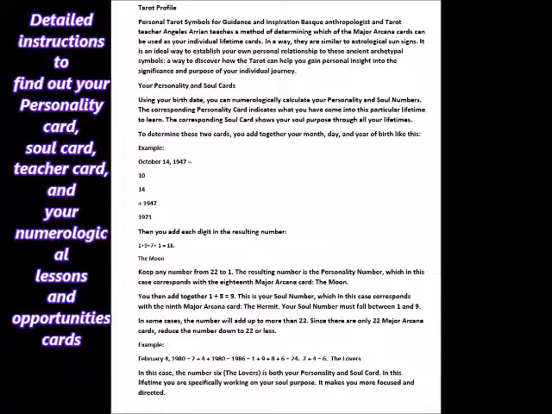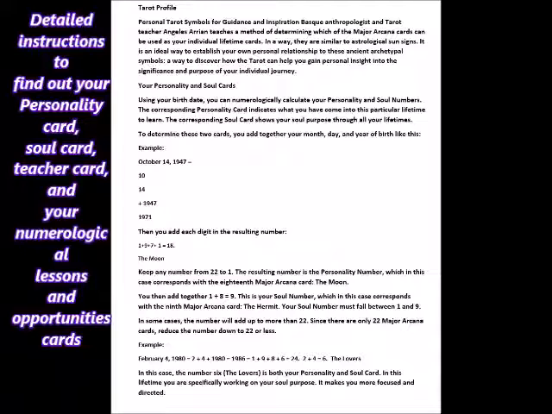Your soul number must fall between 1 and 9. In some cases, the number will add up to more than 22. Since there are only 22 major arcana cards, reduce the number down to 22 or less. Example: February 4th, 1980 equals 2 plus 4 plus 1980 equals 1986, which is 1 plus 9 plus 8 plus 6 equals 24. 2 plus 4 equals 6, the Lovers. In this case, the number 6, the Lovers, is both your personality and soul card.